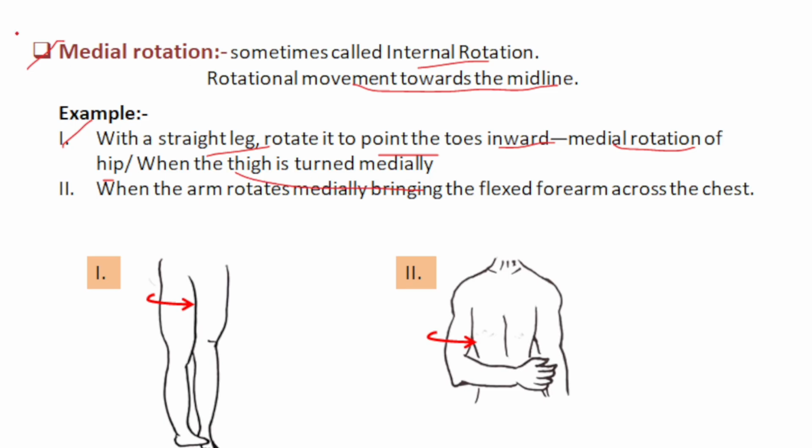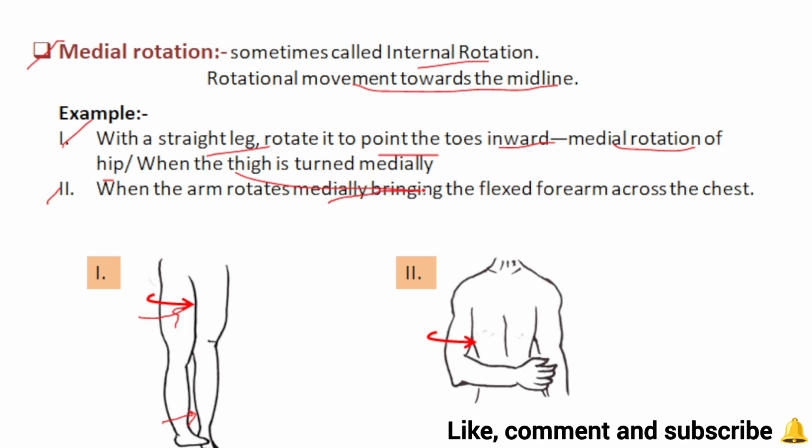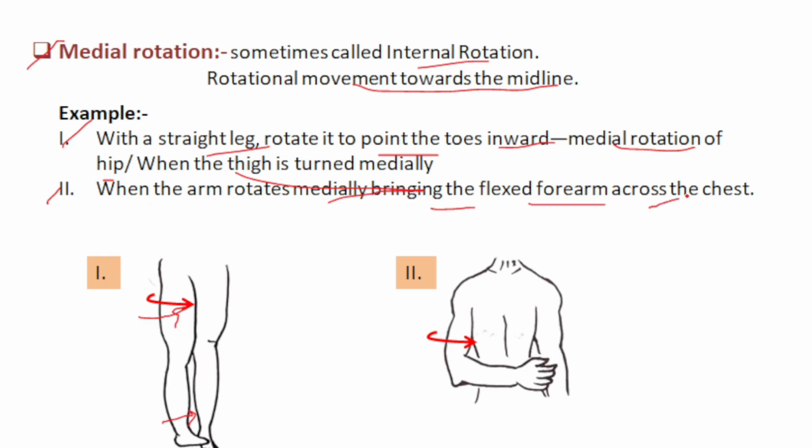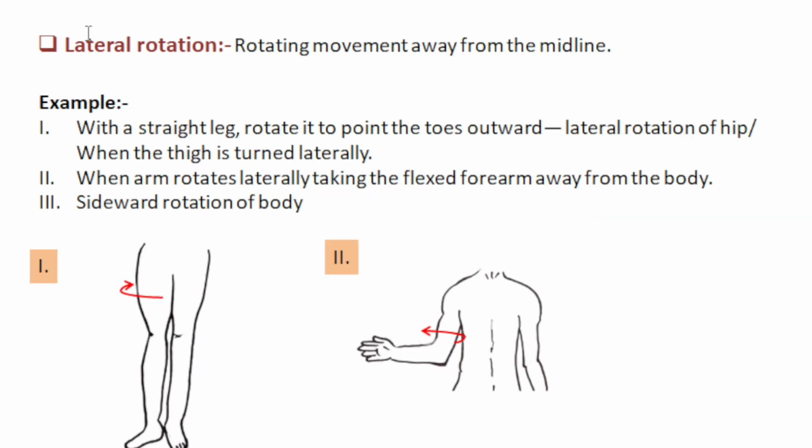Or when the thigh is turned medially, it is also an example of the medial rotation. You see in this picture that the thigh is turned medially and the toe also moves inward. And the second example, when the arms rotate medially, bringing the flexed forearm across the chest. You see in this second picture where the arm rotates medially and the forearm is closer to the chest. So these two are examples of medial rotation.